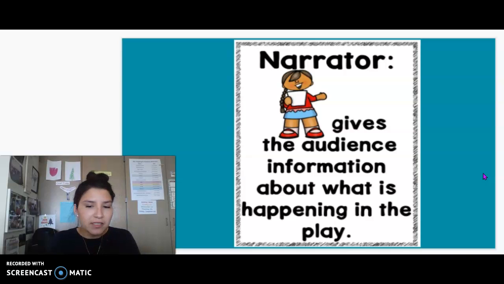So the narrator isn't acting this out. The narrator is telling us, the audience, what is happening, kind of giving us a little backstory, okay? So throughout plays, the narrator will come up onto the stage or come out wherever the play is being given, and tell us, the audience, different things that we should know about the characters or about the setting, okay? So that's just a little something about narrator.